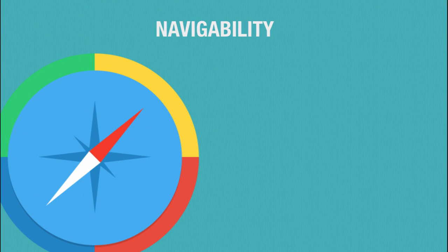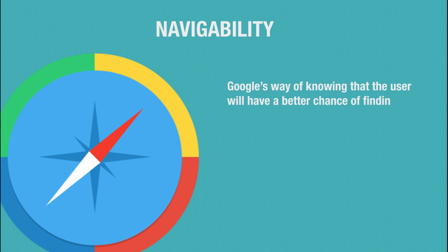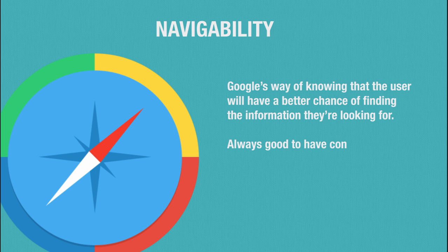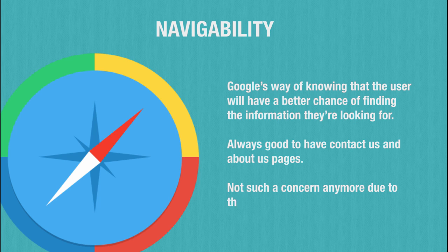Navigability simply means that there's more to your site than just the landing page, which tells Google that the user will likely have other ways of finding the information they're looking for, like submitting a form, for example. Google used to require a fully navigable site with links to a Contact Us page, an About Us page, and so on and so forth, but with the advent of single-page landing pages designed for conversions, this factor of landing page quality has become less and less important.